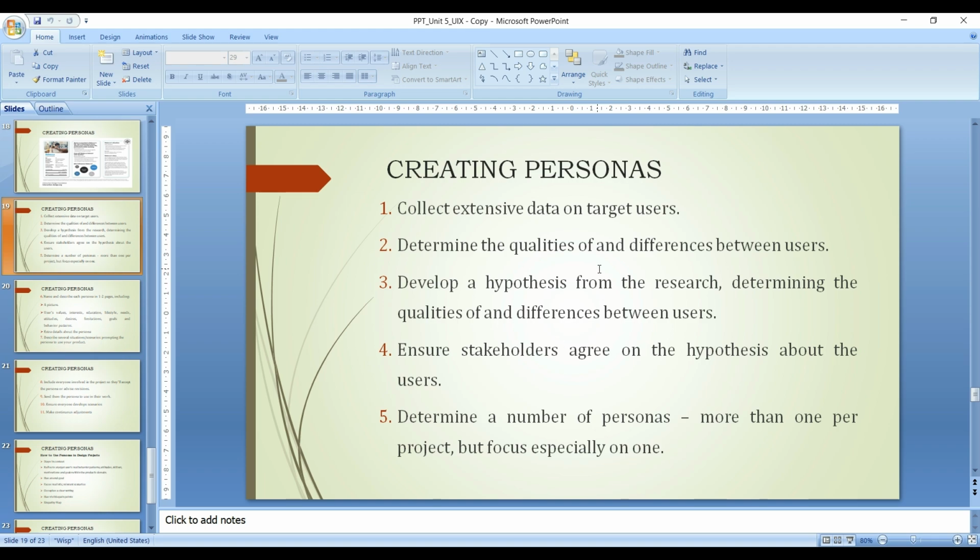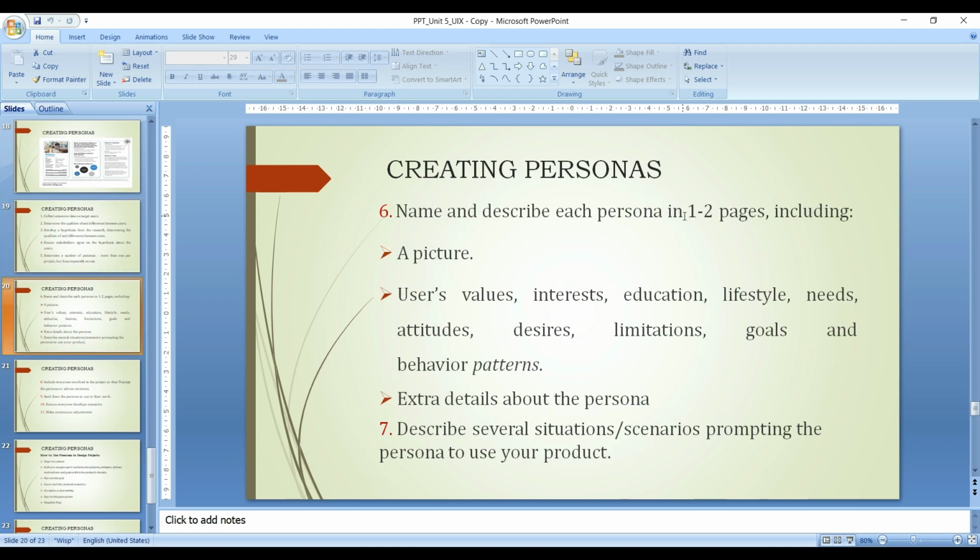Then, determine a number of personas, more than one per project, but focus especially on one. Generally, I have two types of resumes. For certain kinds of workplaces I submit one, and for certain other kinds I submit the other. That means I have two different types of resume, called X and Y. For an X type of workplace, I submit the X resume, and for a Y type of workplace, I submit the Y resume. Like that, you can have one or more personas, but you have to concentrate on one especially. Then, name and describe each persona in 1 to 2 pages.